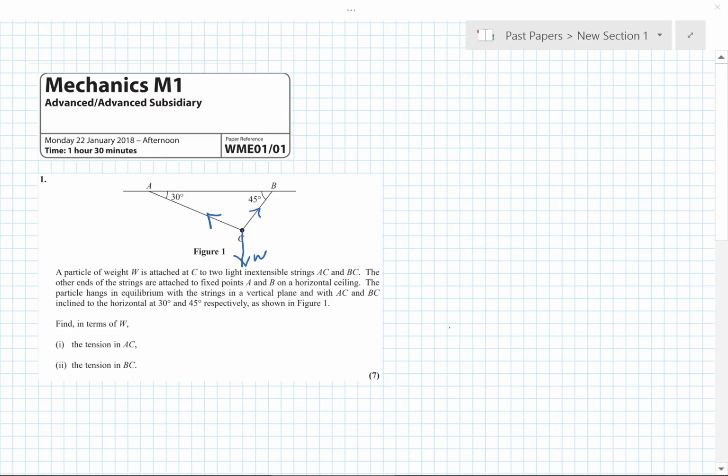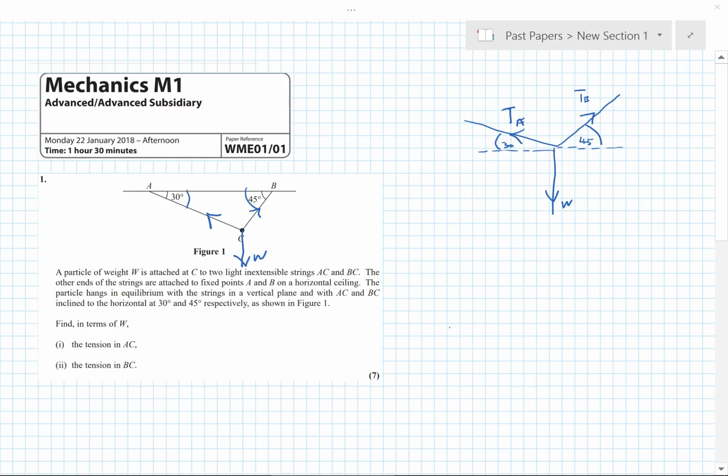I'm going to draw that separately up here. So we have the weight here, sorry, not the weight, the tension, TA. And we've got another tension here, TB, and we've got W. Mark on the angles, because this angle here is 45, this angle here is clearly also 45. Because this angle here is 30, we can mark an angle of 30 degrees here.